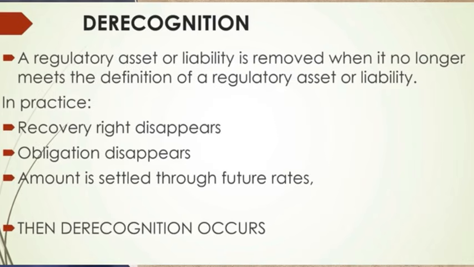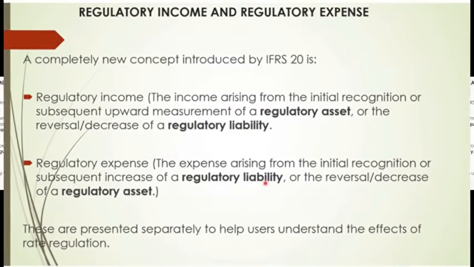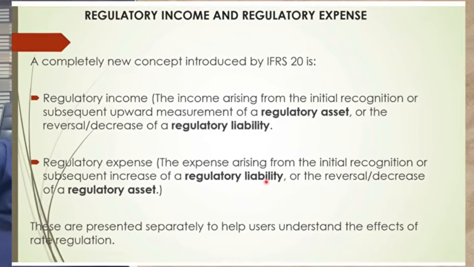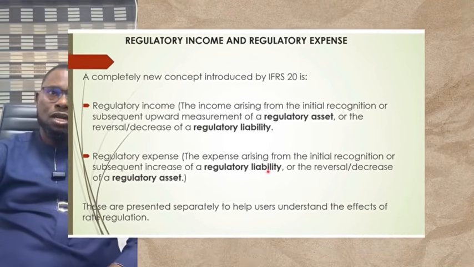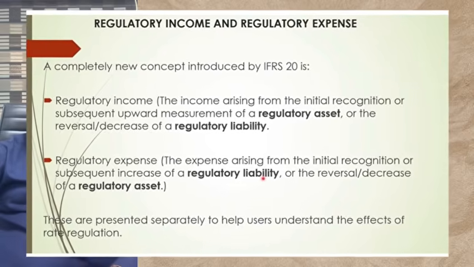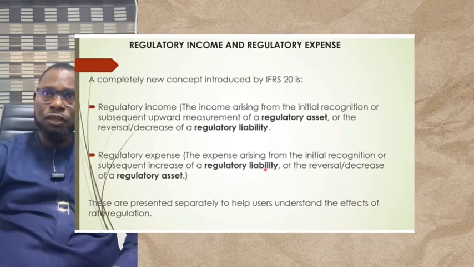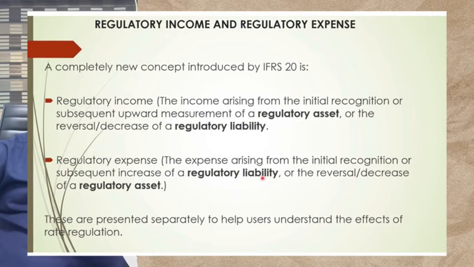Now let's look at regulatory income and regulatory expense. This is treated in the income statement, not in the balance sheet. The regulatory assets and regulatory liabilities are in the balance sheet. Now let's look at regulatory income and regulatory expense in the income statement. This affects performance. So a completely new concept was introduced by IFRS 14. One is regulatory income. What is it? The income arising from initial recognition or subsequent upward measurement of a regulatory asset, or the reversal or decrease of a regulatory liability. So look at what it means.